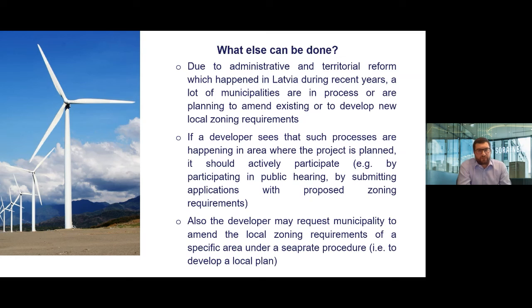For example, if the current local zoning requirements are stricter than general rules, then a developer can propose to the municipality to align these zoning requirements so they basically are the same as they are in general requirements, or to ask not to have a detailed plan as a mandatory precondition for development of wind energy projects.